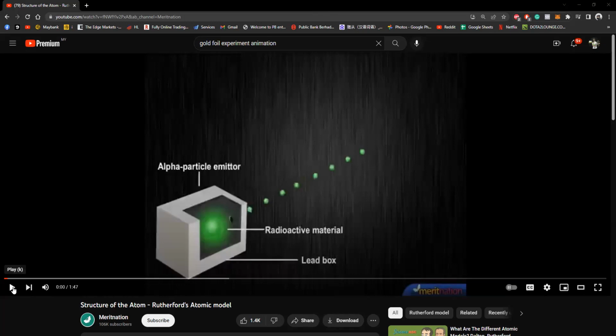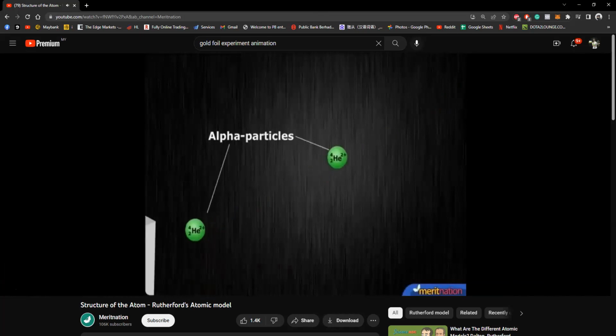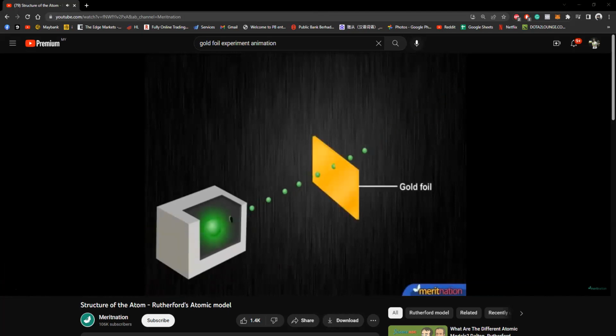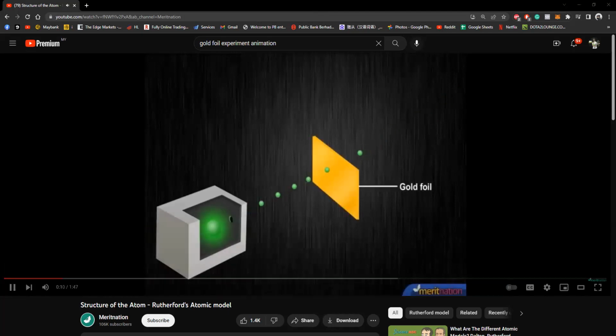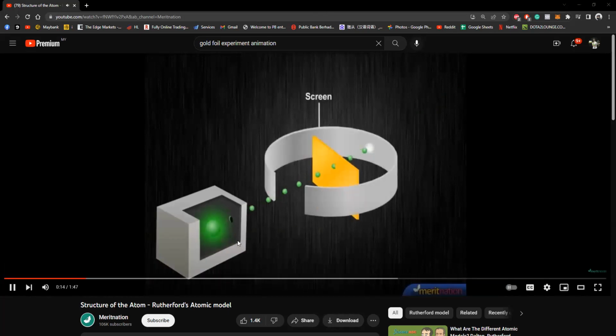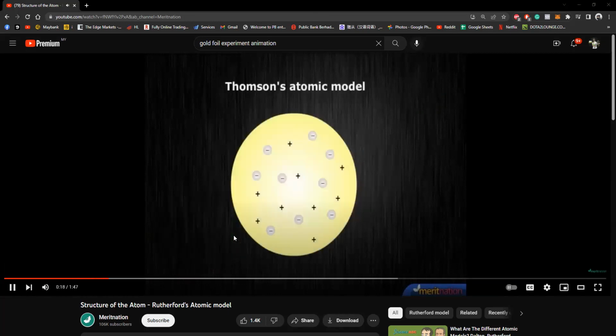While performing experiments on radioactivity, Ernest Rutherford bombarded fast-moving alpha particles on a thin gold foil. He observed the reflection of the alpha particles with the help of a screen. Now, according to Thomson's atomic model, an atom consists of a positively charged sphere with electrons embedded in it.